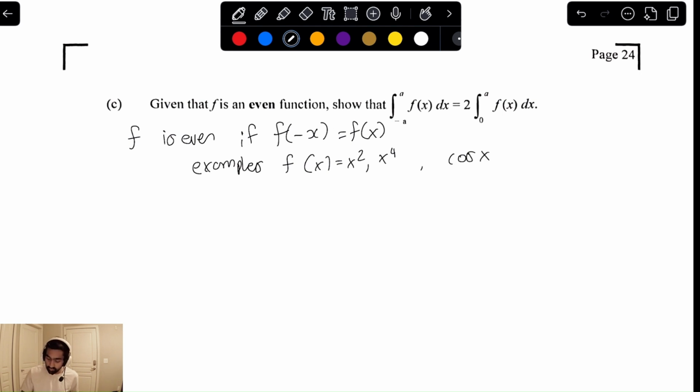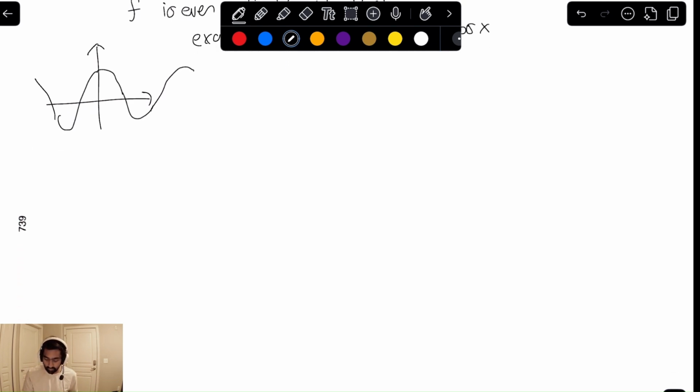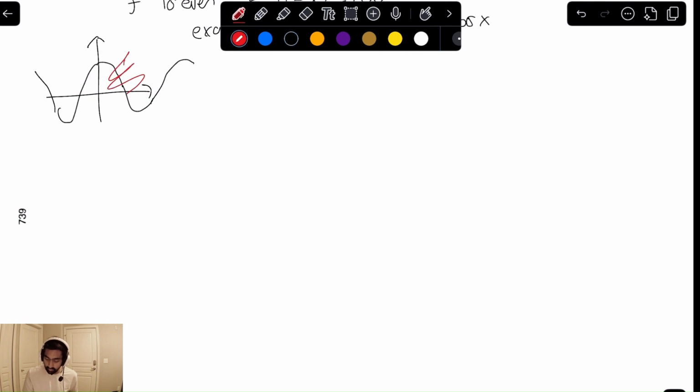And the important thing about, well, visually what it means to be an even function is, so this is the graph of cosine x for a little bit. It'll go on. But the important thing is, if you flip this side about the y-axis, you're going to get the other side. That's the whole point of an even function. So there's a symmetry.